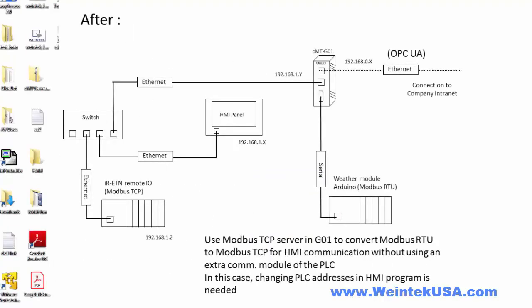Now here in the after scenario, you can see we've added in a switch. We've got Ethernet connection to the G01 on the Ethernet port, and of course we've got Ethernet out to our OPC UA client. From our switch, we've got an Ethernet connection to our HMI, as well as an Ethernet connection to our Modbus module. And then the serial connection on the cMT goes to our Arduino Modbus RTU. So it's actually going to be the bridge for the serial data getting back over to the system.